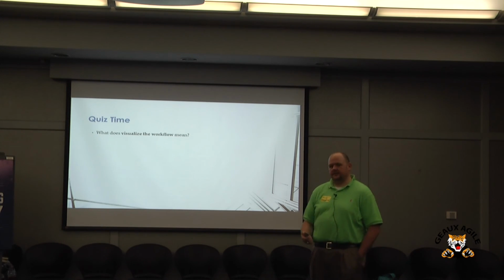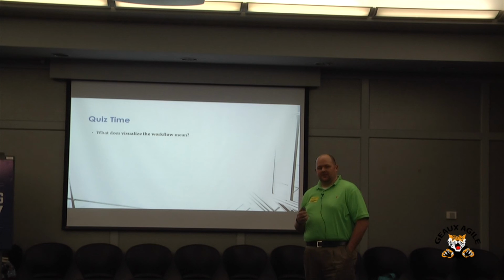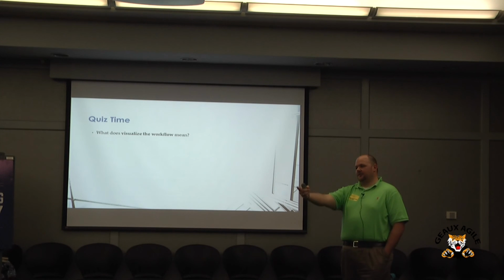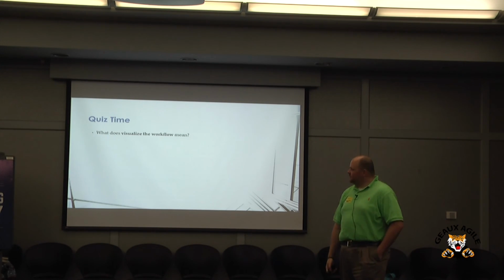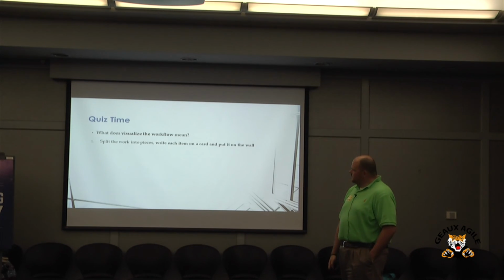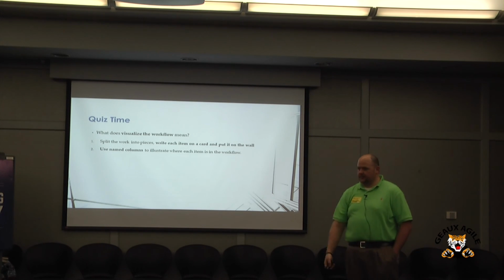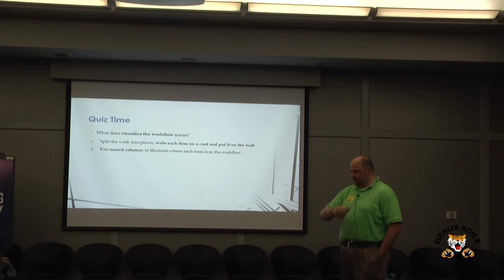Now, this one's kind of easy. What does visualize the workflow mean? You can see how the work is going through steps, and you can color code them. Right. So when you just split that work into pieces with your workflow states, and then you name your columns, whatever represents your organization, how y'all move things in and out.